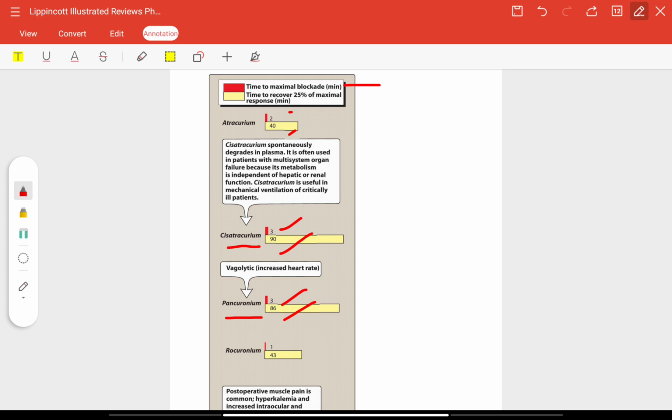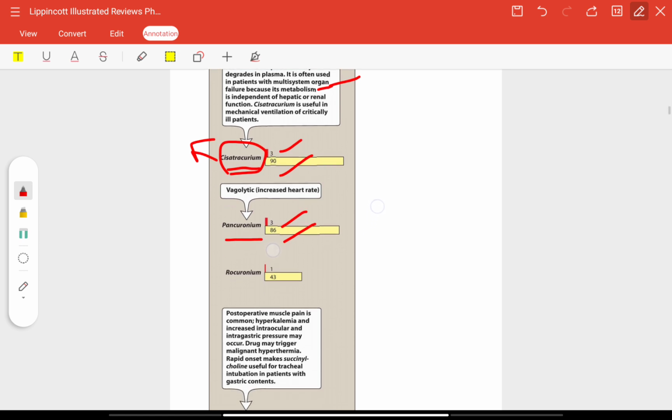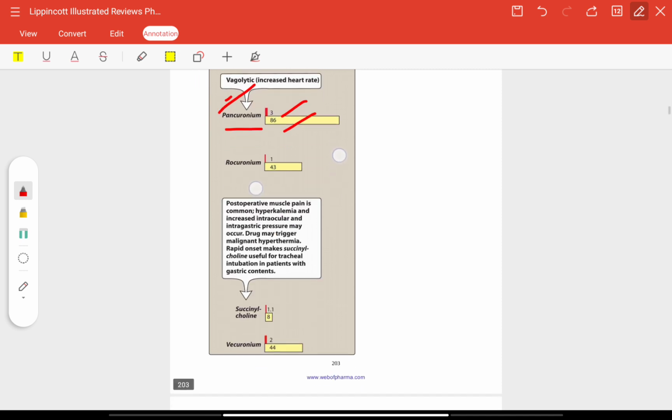Now, cisatracurium spontaneously degrades in plasma. It is often used in patients with multi-system organ failure because its metabolism is independent of hepatic metabolism or renal function. If you have multi-system organ failure, it means hepatic and renal function will be affected, so we can use cisatracurium in ventilated patients who are on a ventilator. Pancuronium is vagolytic and increases the heart rate.